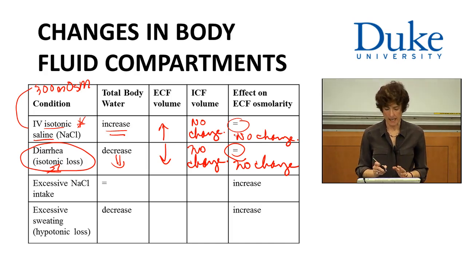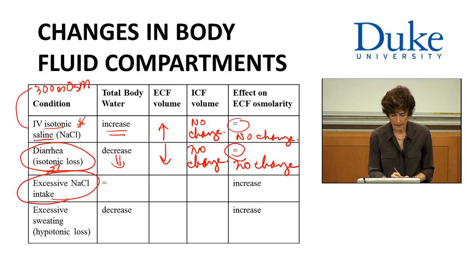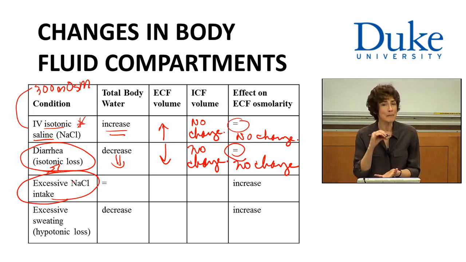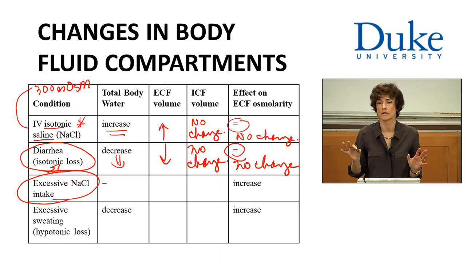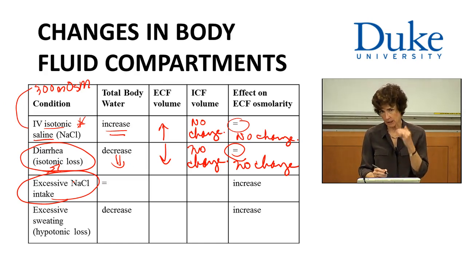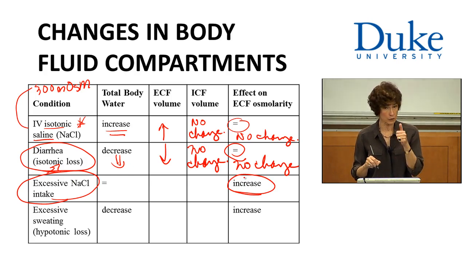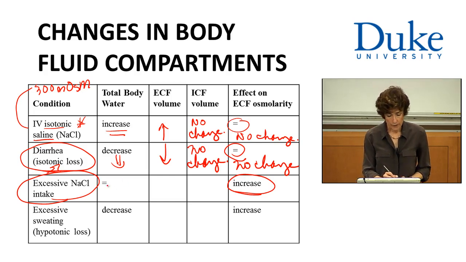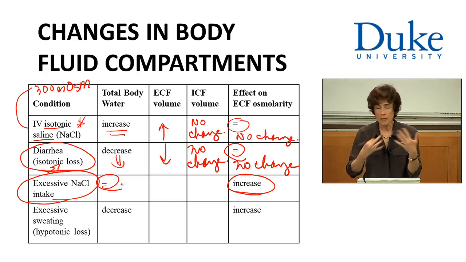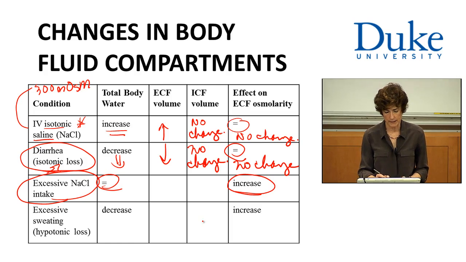Now, in the third case, we take in excess amounts of sodium. You eat a really big bag of salty, salty potato chips, and you don't drink any water. And as you're taking in all that salt, the sodium is coming into the body, so the osmolarity of the ECF increases because all of that sodium is going to go into the ECF. The volume of the body is not changing. I did not bring in any fluids. So the total body water is staying the same.